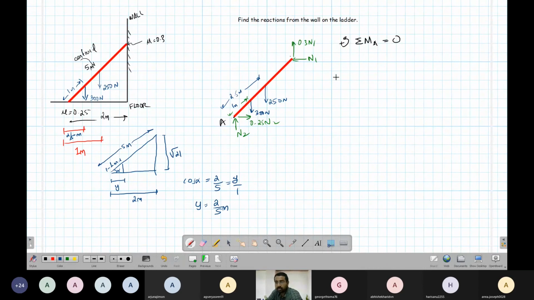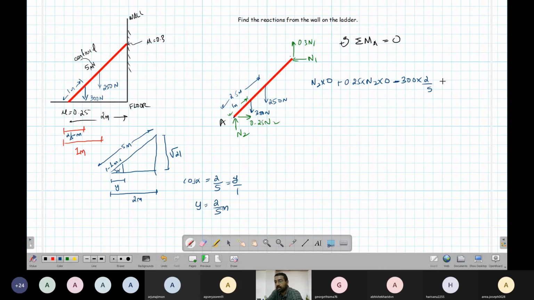So now find the summation of moments of all forces about A. Let's take this point. N2 is passing through the point, so N2 times 0, we don't have to worry about that. The 250 force is also passing through this point, so this is also 0. At this point, the force is 300. 300 into the perpendicular distance. This is the force, this is the perpendicular distance. That is y, so 300 into 2 by 5. It is trying to rotate in the clockwise direction, so it is minus.